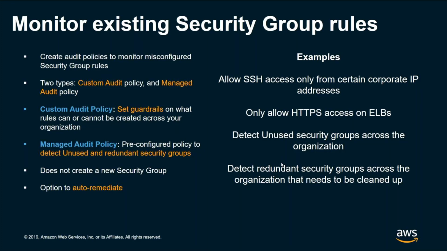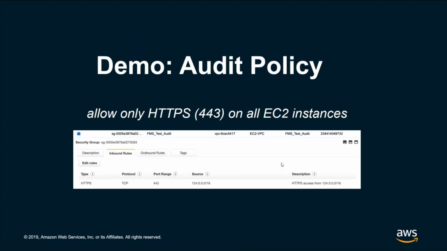Now with that context, let's quickly look at how you create an audit policy. In this example, I will walk you through how you can create a custom audit policy that will allow me to define a guardrail, which is to allow only HTTPS or port 443 on all my EC2 instances. I want to mandate that only 443 is open as an inbound rule across my EC2 instances.